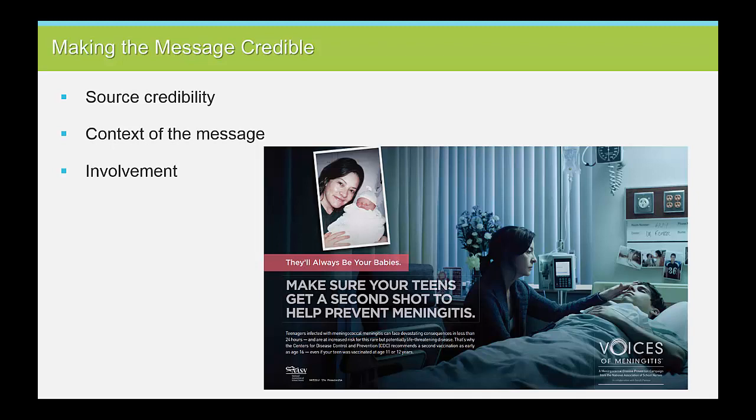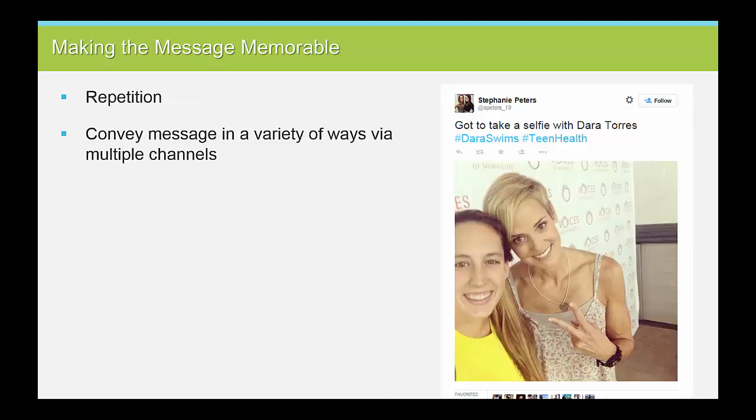In the Voices of Meningitis campaign, the credibility of the message was conveyed by involving people who had first-hand experience with the illness. PR professionals can make an audience remember the message by utilizing repetition and delivering information in a variety of ways via multiple communication channels. A good example of this is studying. When you review the information multiple times and in different ways, you are more likely to retain the information.